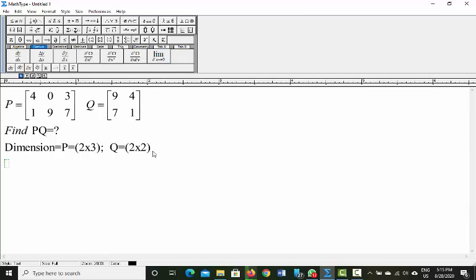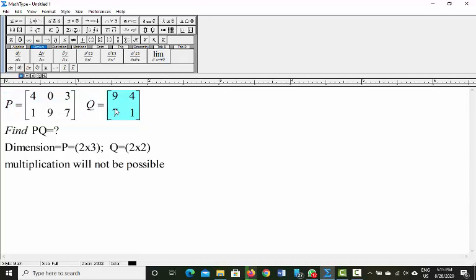So multiplication of P and Q will not be possible, right?